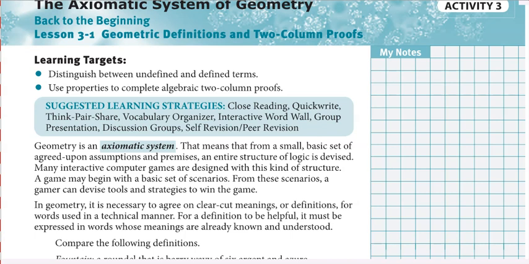Hello, this is Mr. Kyle Munyon here bringing you Activity 3-1 of the Axiomatic System of Geometry. We'll be focusing on geometric definitions and two-column proofs.